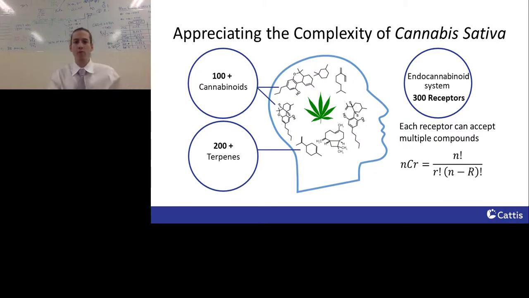Before we get into the slides, let's appreciate the complexity of cannabis. Within cannabis, we're really interested in two classes of compounds. One class is terpenoids. Terpenoids are the natural aroma and flavor molecules of cannabis. In nature, we've identified around 3,000 different terpenes, and the cannabis plant makes around 200 of them.